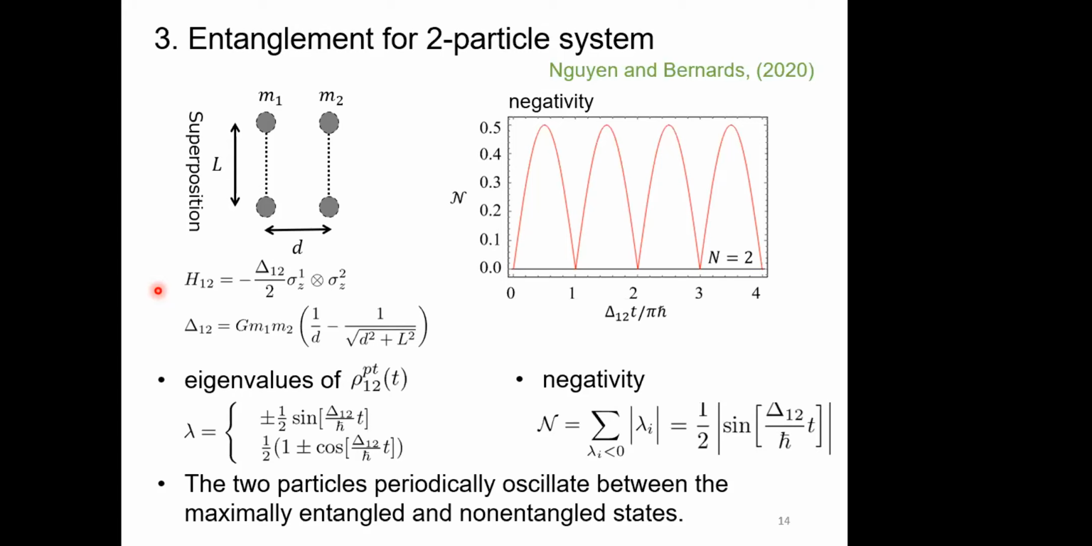The eigenvalues of the partially transposed reduced density matrix are obtained by this, and the negativity evolves as shown in this figure. The vertical axis is the negativity, and the horizontal axis is dimensionless time, normalized by Δ1,2 over πħ. Here, Δ1,2 is the gravitational interaction between the first and the second particles, given by this.